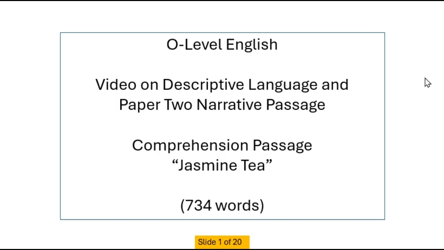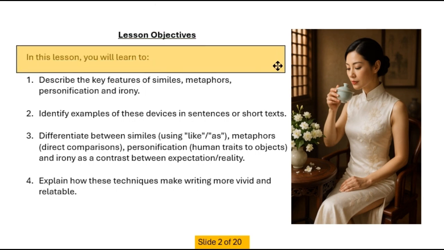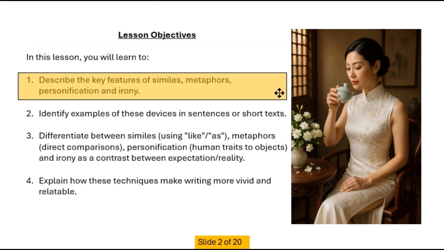O-level English. This is a video on learning descriptive language in the Paper 2 narrative passage. The passage is Jasmine Tea. Lesson objectives. In this lesson, you will learn to describe the key features of similes, metaphors, personification, and irony.